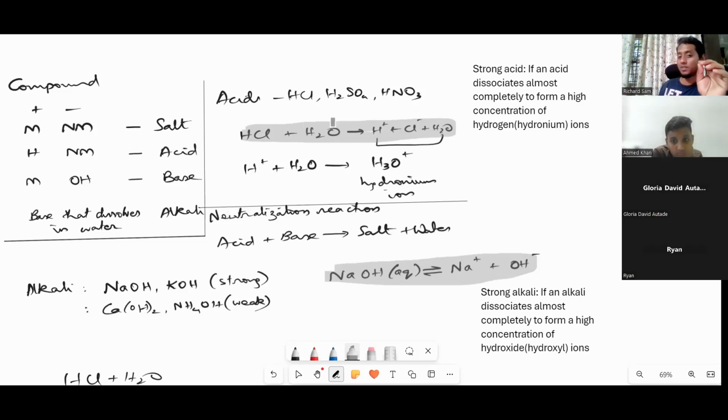What's a strong acid, everyone? A strong acid means almost complete dissociation of HCl to form a high concentration of hydrogen ions. What's a strong alkali? Again, same thing. Almost completely dissociating to form a high concentration of OH minus ions.